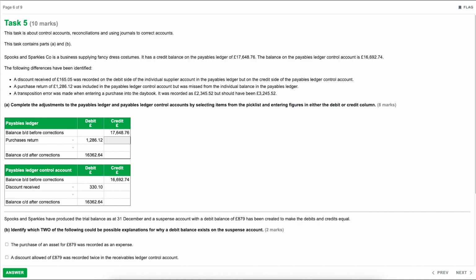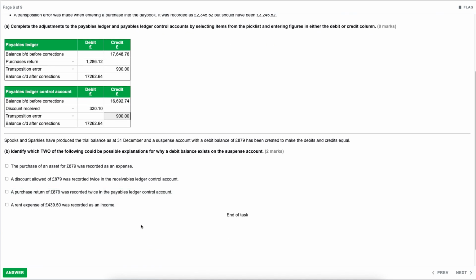So all we need to do is add that into both of these accounts. So what we would do is select from this list our transposition error. We'd do it on both accounts and it would be £900 in both. So that finishes off part A. Let's now scroll down to part B.